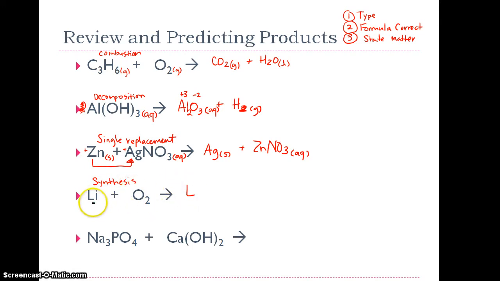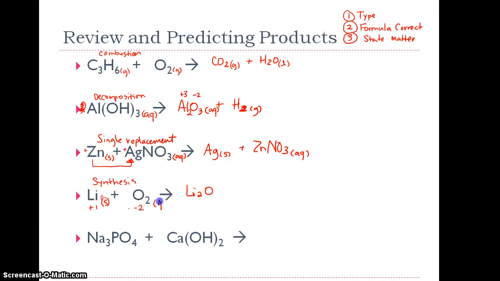Now, when you have lithium and oxygen, a lot of you just want to write LiO2 to keep it balanced, but lithium is a positive 1. Oxygen is a negative 2. So you're actually going to crisscross these, and you're going to need 2 lithiums to 1 oxygen. So it's Li2O.